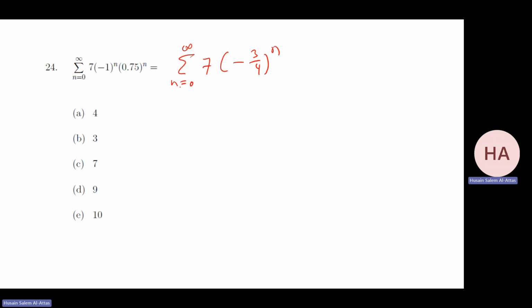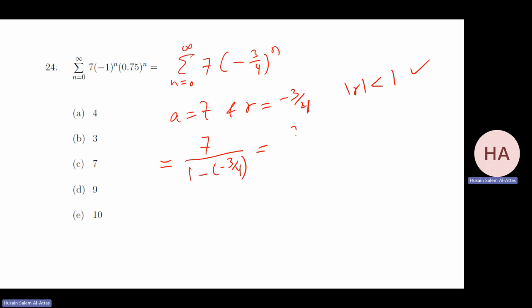So first one, A will be 7. And what is R? Minus 3 over 4. Notice the absolute value of this is less than 1, so it converges. So what will be the sum? A, 7, over 1 minus R, minus 3 over 4. That will be 7 over 4 plus 3, 7 over 4. That will be 7 times 4 over 7, and that is 4. That will be the answer.